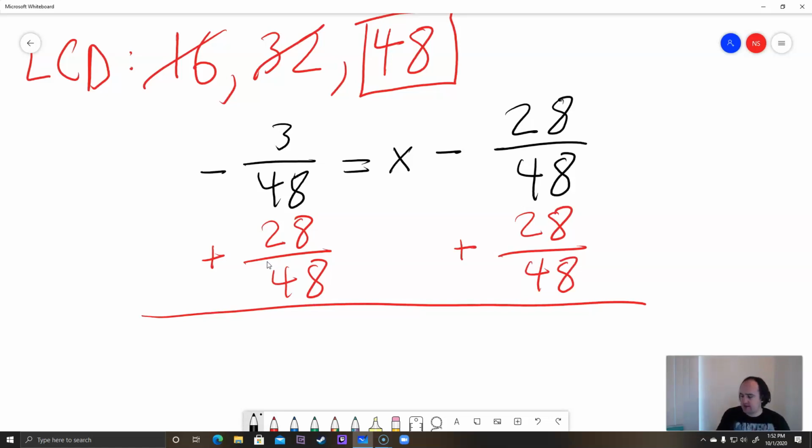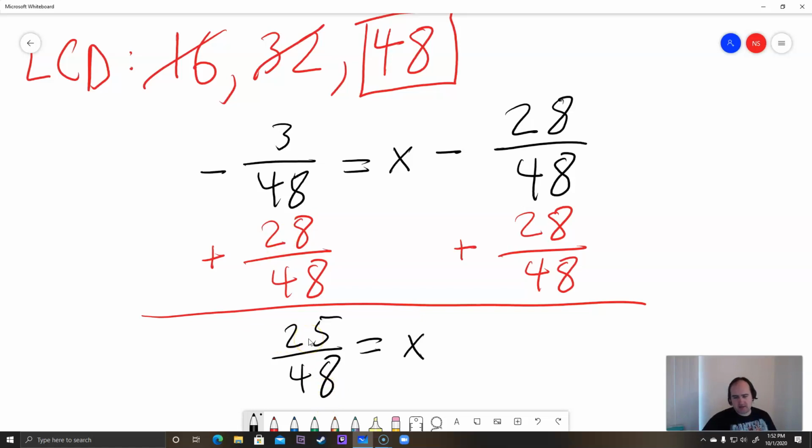On the left side, we know that 28 minus 3 is 25, so we get 25 over 48. And then on the right side, we're just left with x. So we have 25 over 48. Can we simplify this? No.